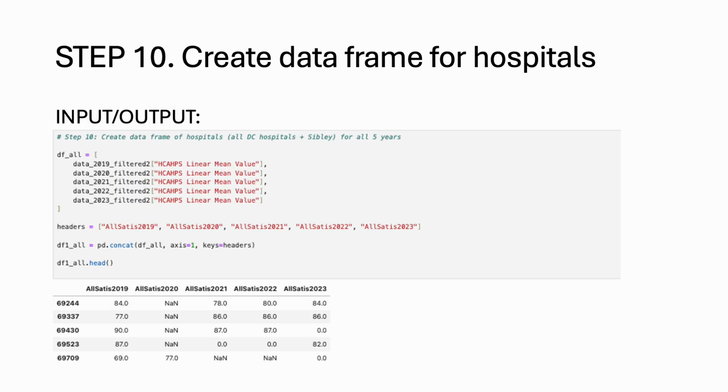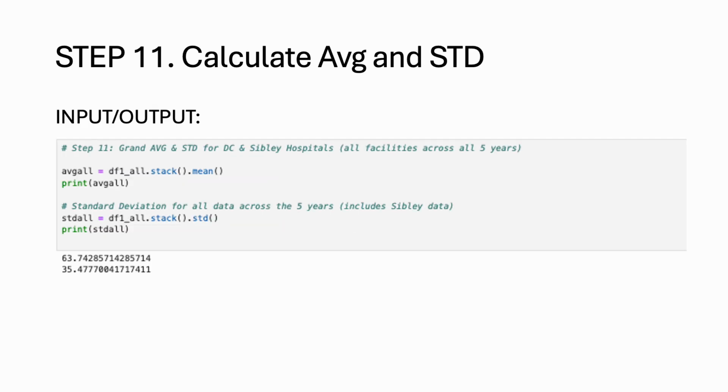In step 10, we are combining the yearly satisfaction values into one combined structure, so it's easy to compute overall averages, standard deviations, and later build control limits. Next, we're calculating the average and standard deviation. We want to calculate the grand average and the overall standard deviation across years. These become the center line and the variability estimate for the control chart.